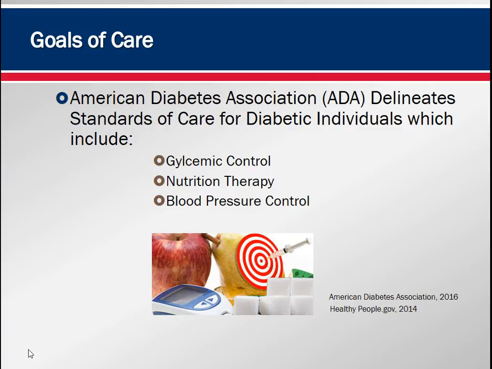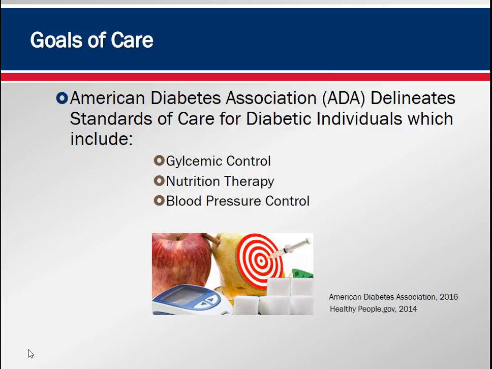The American Diabetes Association has a document that is basically the Bible for care of patients with diabetes, both type 1 and type 2. The main goals that they have outlined in the care of the type 2 diabetic individual are glycemic control, nutrition therapy, and blood pressure control.